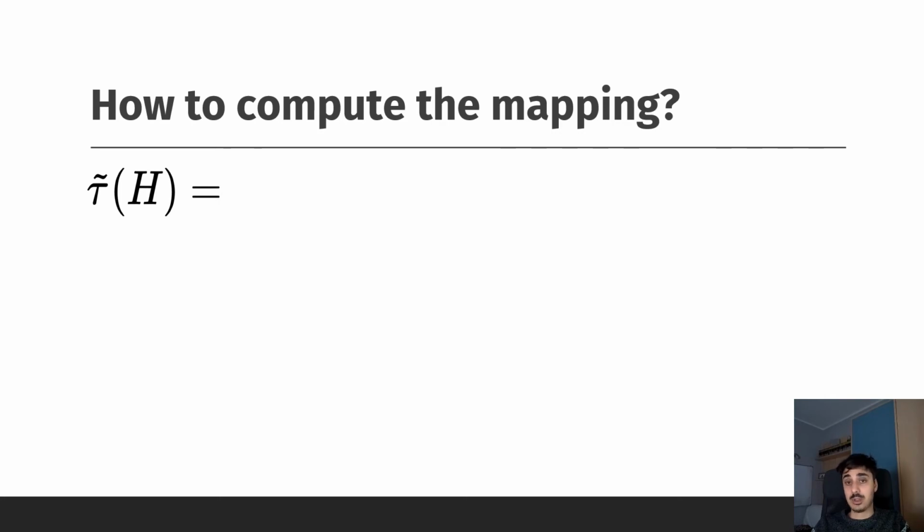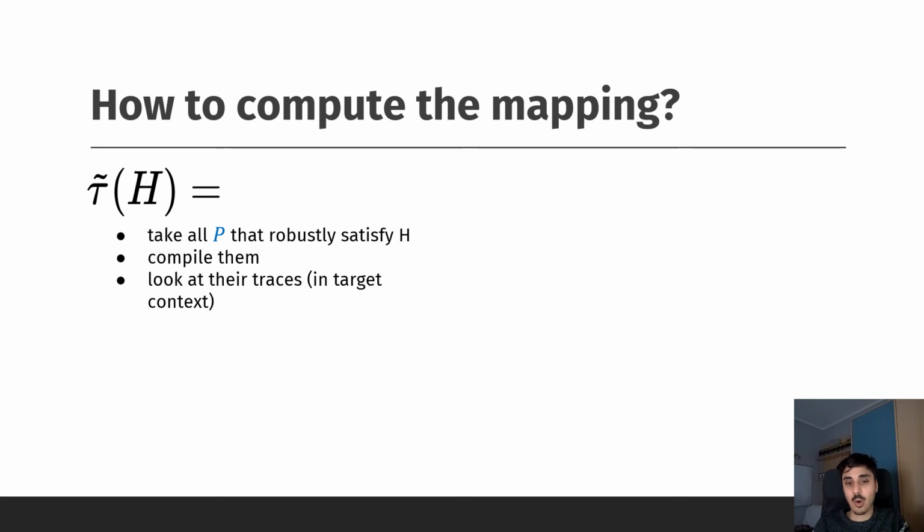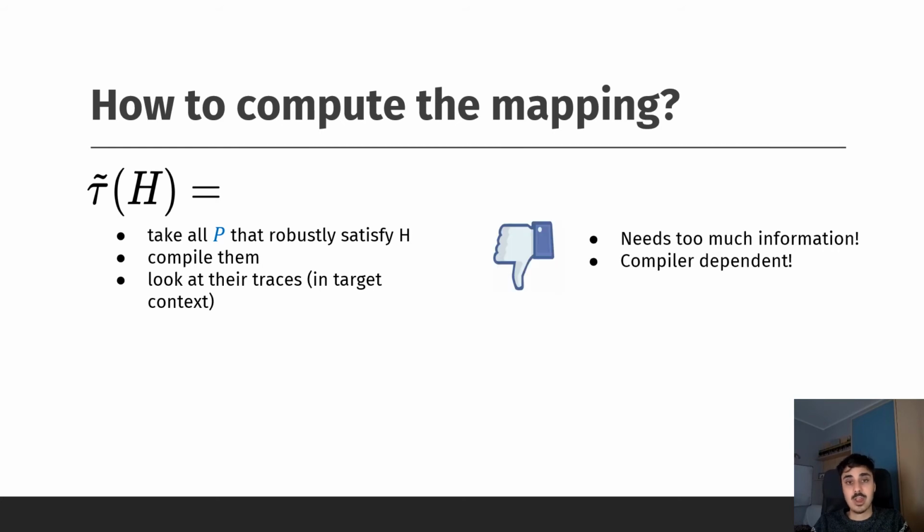To see why the computation of tau tilde is a problem, let's see how tau tilde works on a given hyperproperty H. First, it takes all source programs that robustly satisfy H, then it compiles them all, and finally returns as a result the set of their traces in an arbitrary target context. Such information is of course way too much, and much more than just knowing about the preservation of a given hyperproperty for the compiler in hand.